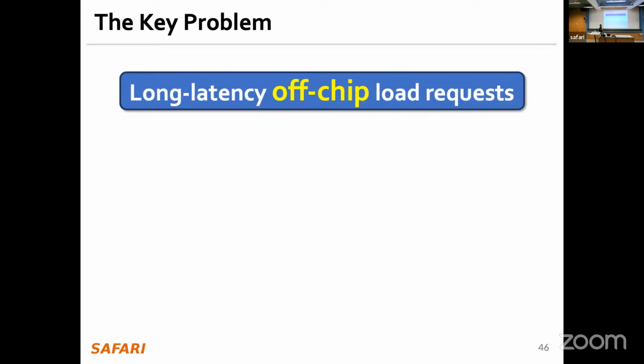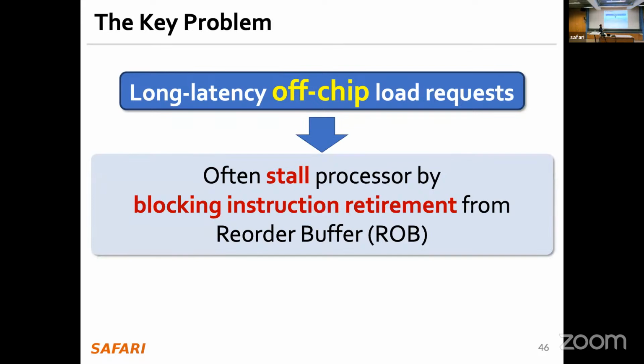But unfortunately, a lot more requests eventually go off chip anyway, and that creates a problem. It often stalls the processor by blocking instruction retirement from the reorder buffer. If you're not familiar with the reorder buffer, that's also fine, but it is essentially a structure that is quintessential for maintaining out-of-order execution.